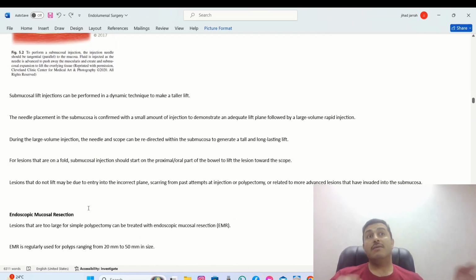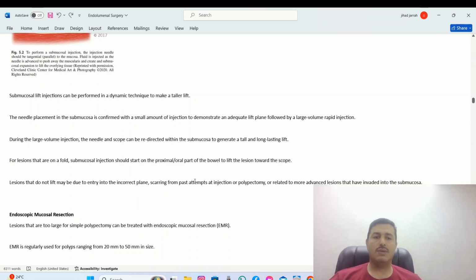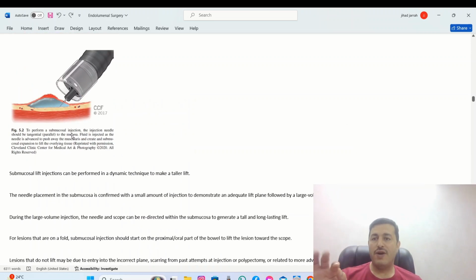What else can I do if, for example, I inject the lifting agent but no elevation is achieved? There are many causes. This may be due to an incorrect plane, you are in the muscle of the colon, or there is previous scarring due to polypectomy, or there is an advanced mass that is beyond the submucosa. So this is one of the reasons for non-lifting, let's say. Of course, the location of giving the lifting agent may be missed.